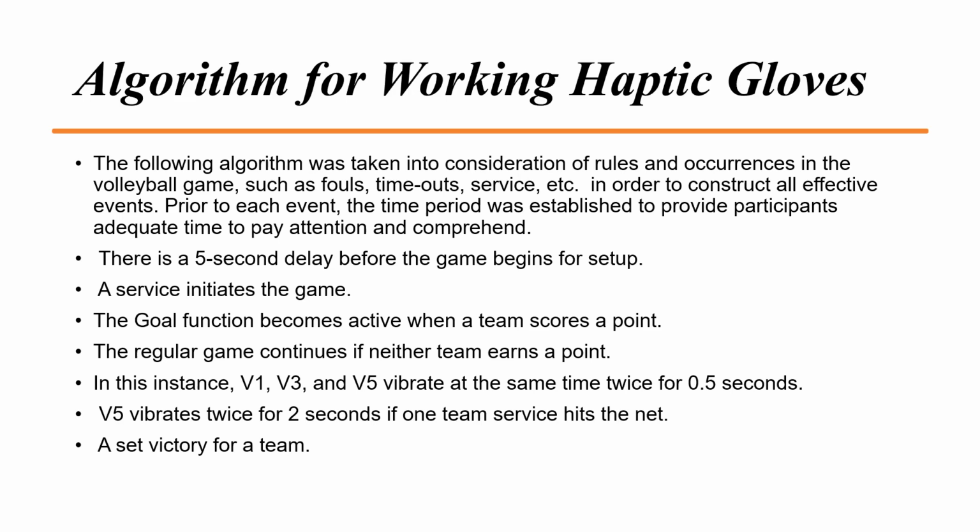Both V5 are vibrated for 2 seconds to signal timeout. No function is activated during a timeout. V1, V2, and V3 vibrate constantly if a team misses the ball, i.e., it lands outside the court. The goal feature for the opposing team is then activated. V1, V2, V3, and V5 vibrate twice for 0.5 seconds if a team wins a set. Actually, V is the collective word for any vibration motor on any side.